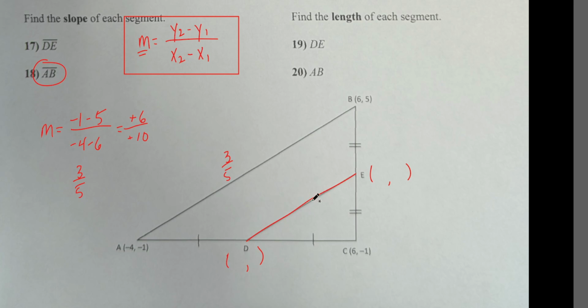So what's the slope of this one going to be? It's going to be the same thing. So it's going to be 3/5 as well. So both of these are 3/5.